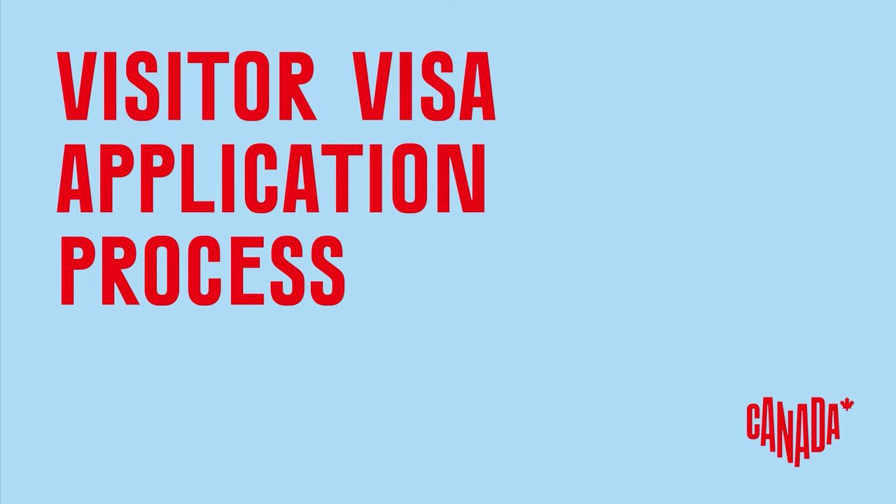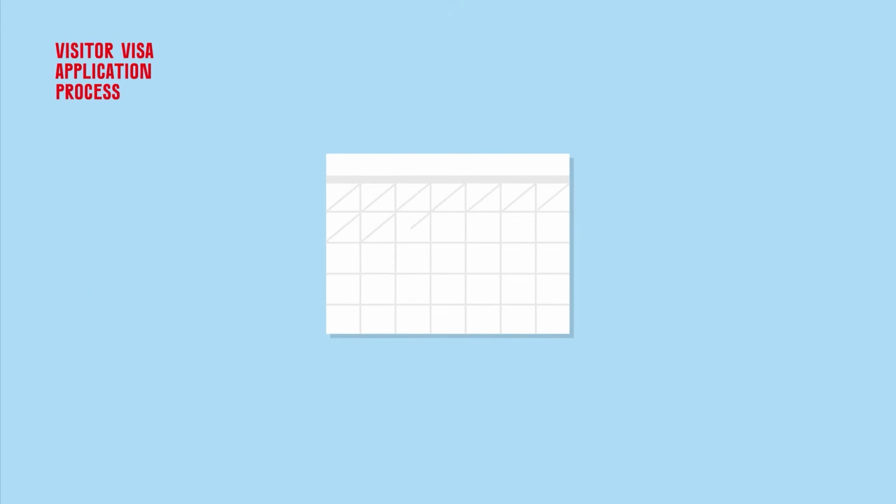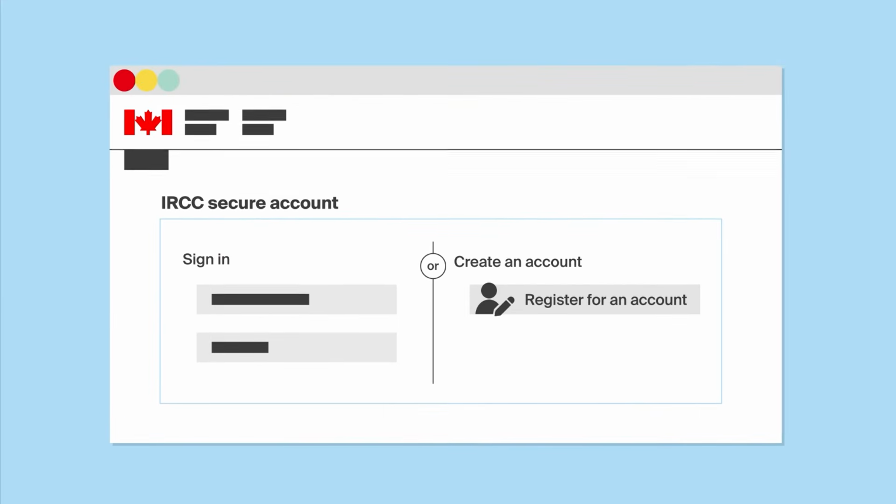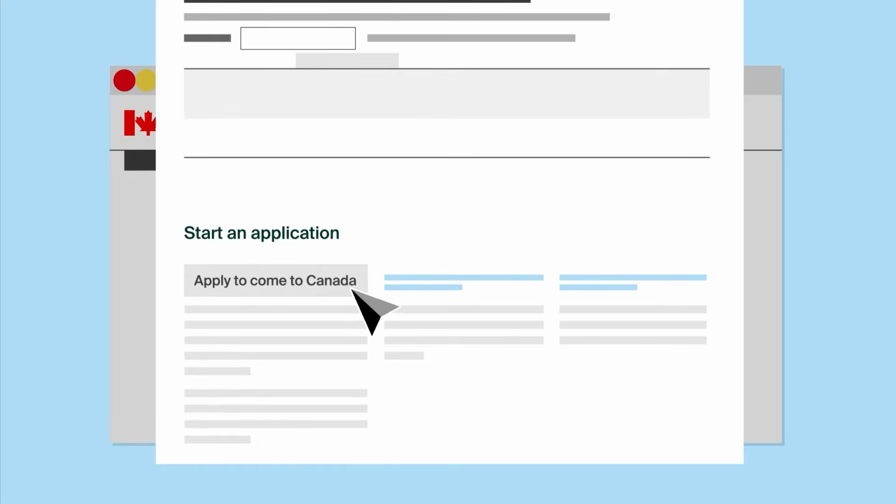Let's now go over the visitor visa application process. This process can take a few weeks or months to complete, so apply early. To begin your visa application, you'll need to register for an account through the IRCC Secure Network. Once signed in, you'll click Apply to come to Canada.